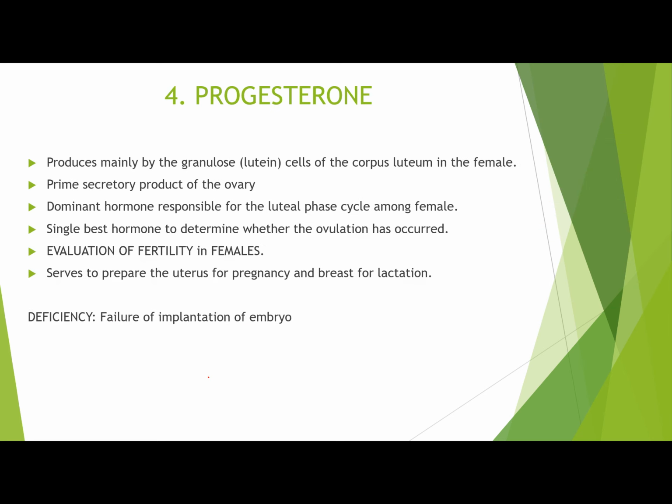Then we have progesterone naman class. Progesterone is mainly produced by the granulosa or the lutein cells of the corpus luteum in the female. Prime secretory product of the ovary. Dominant hormone responsible for the luteal phase cycle among females. Single best hormone to determine whether ovulation has occurred. Evaluation of fertility in females. So progesterone naman class is used for the identification of fertility sa females.